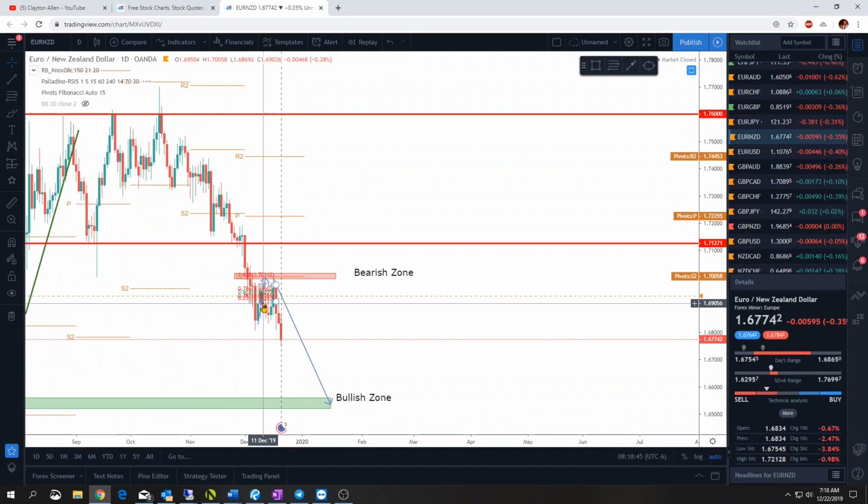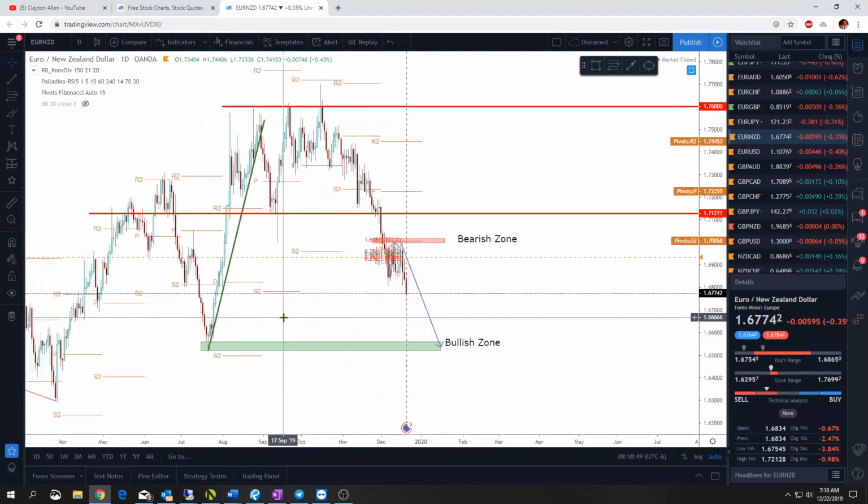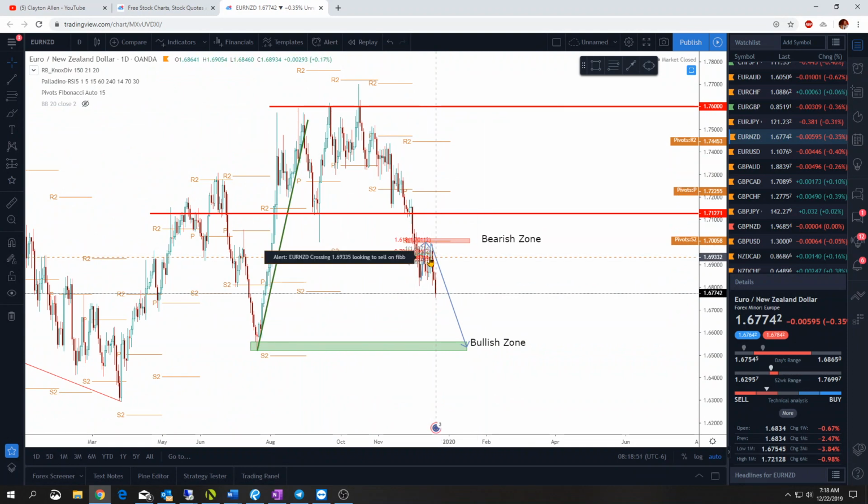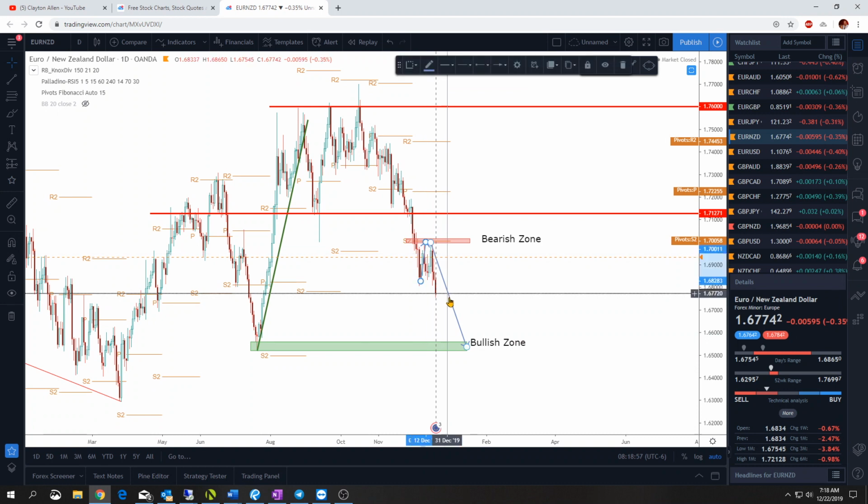New Zealand dollar or Euro New Zealand dollar. Okay, so let's get rid of this stuff. What do we got going on here? So here's what we were looking for. We were looking for price that just rocketed past S2. I was looking for a retest. It looks like we got that retest.